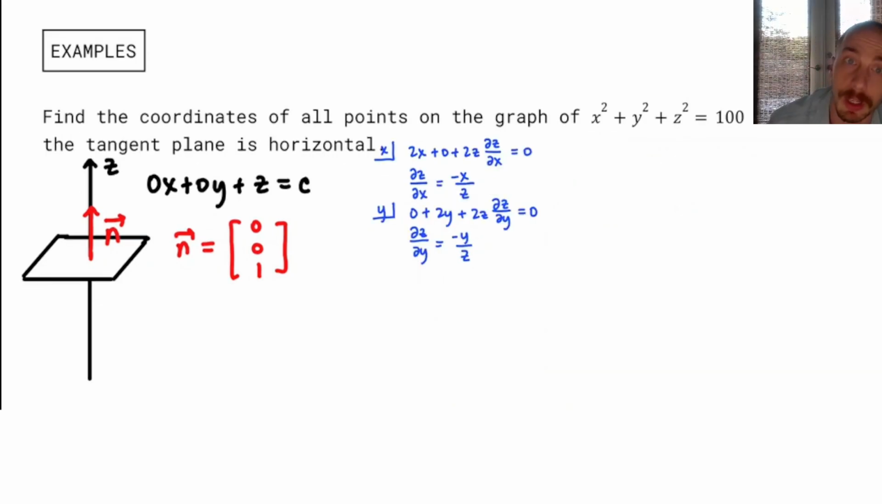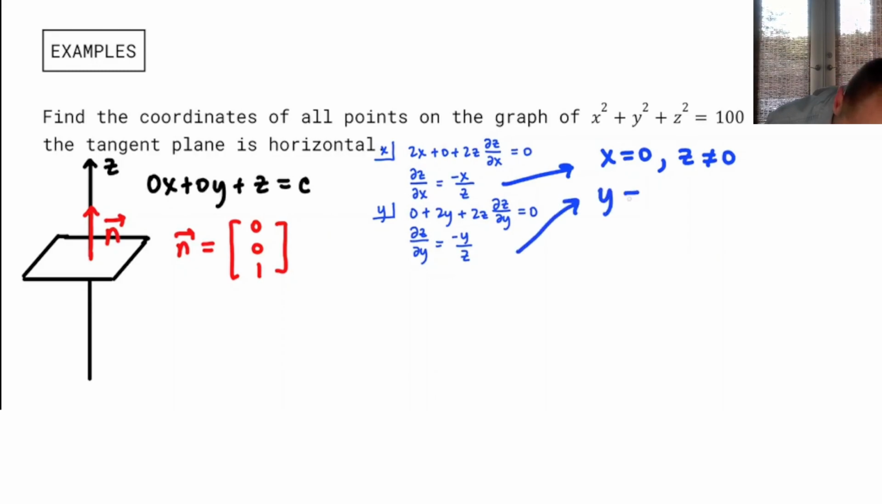Okay, I'm realizing I'm going to need significantly more room than I've got. So I'm going to say, okay, that tells me that I need x equal to 0 and z not equal to 0 in order for dz/dx to equal 0. But then this is telling me I need y to equal 0 and z to also not equal 0. Okay, so that's still going to be true. So I need x and y both equal to 0.